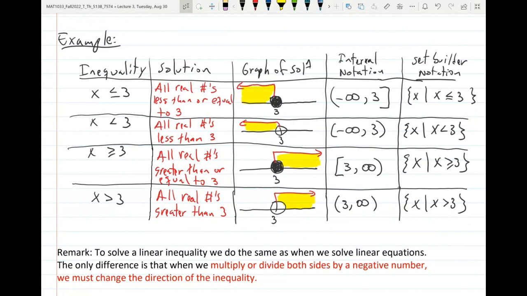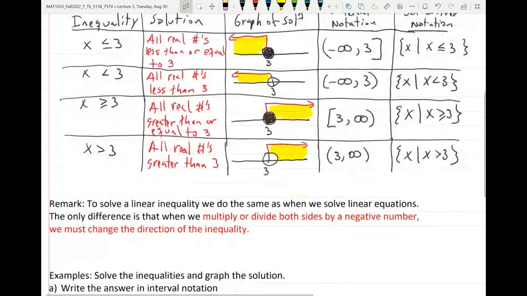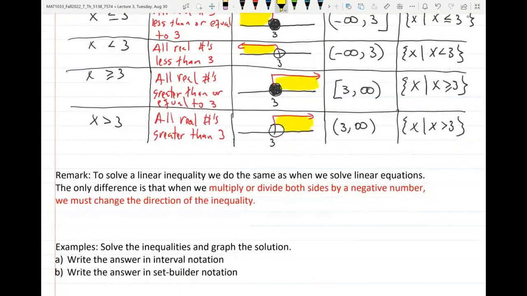The only thing that you have to be careful about is the following. If you multiply or divide by a negative number, you have to flip the inequality. That's the only thing that you have to be careful about. Remember, when you're solving an equation, you can multiply or divide by whatever you want. In particular, you could do so by a negative number. If you do that here, you have to change. If it says less than, then you have to write a greater than. If it says greater than, you need to write a less than.